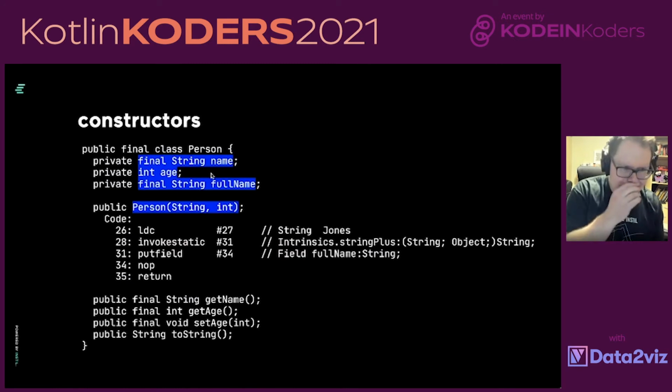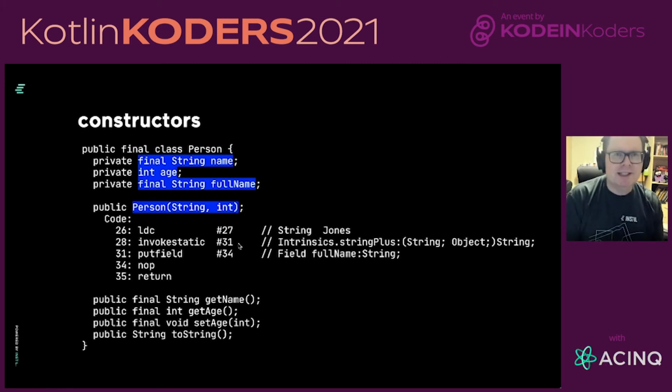So if we go out and look at this in Java terms, well, you'll see that we get final fields, and then we get a constructor generated. And inside the constructor, we have all the standard initialization code, the code required to take the values from the parameters and set them in the fields. And we also have the code that was placed inside the init block.